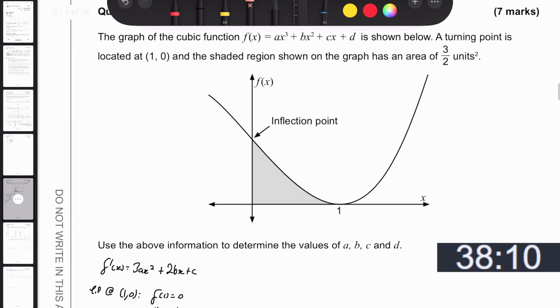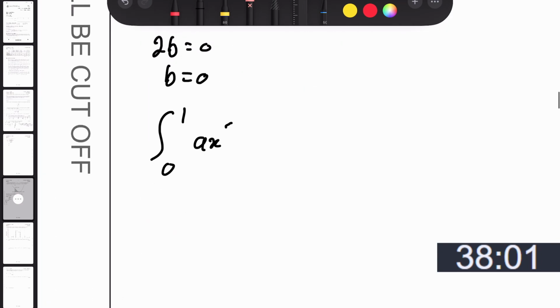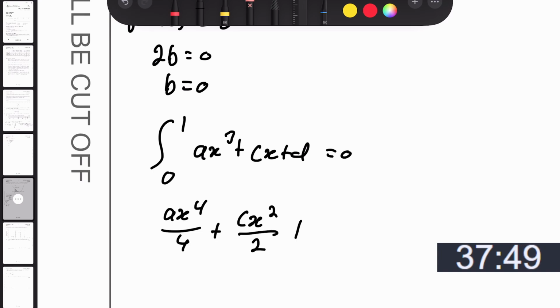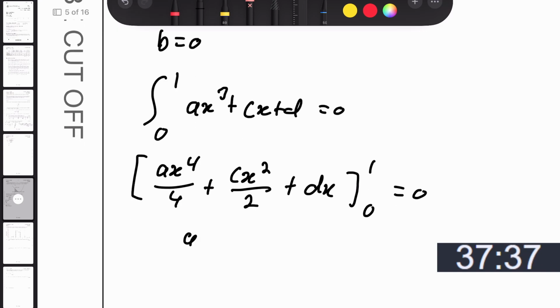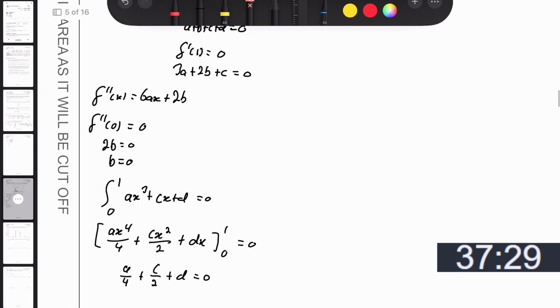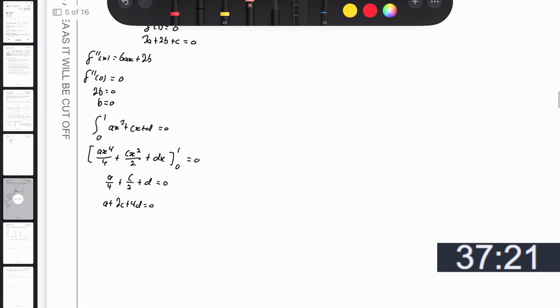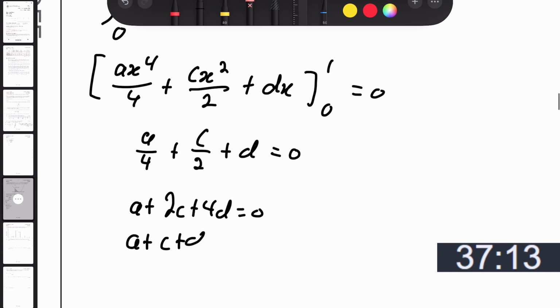Then I think we have to do the area now. So the integral from 0 to 1 of ax to the power 3 plus cx plus d equals 3 on 2. So then we have a on 4, ax to the power 4 on 4, plus cx squared on 2 plus dx, from 1 to 0, equals 3 on 2. So we know that a on 4 plus c on 2 plus d must equal 3 on 2. And then we know that a plus 2c plus 4d equals 6. And then we also know that a plus c plus d equals 0.